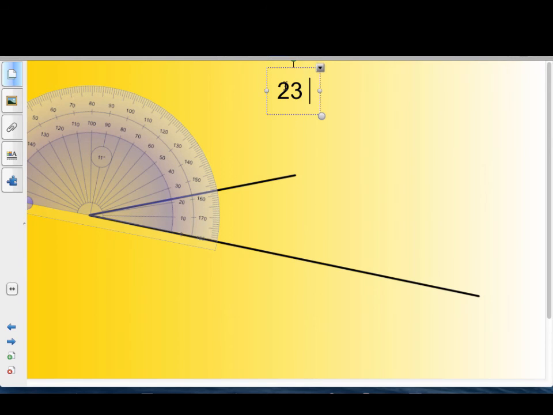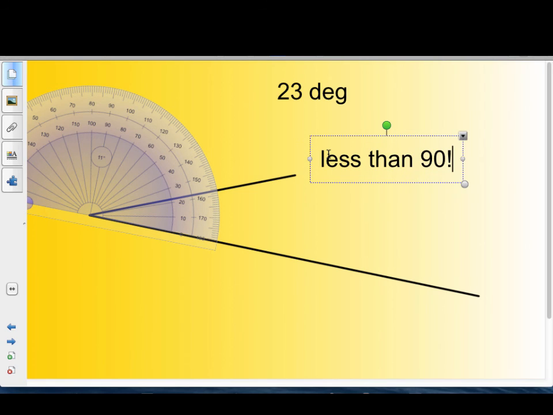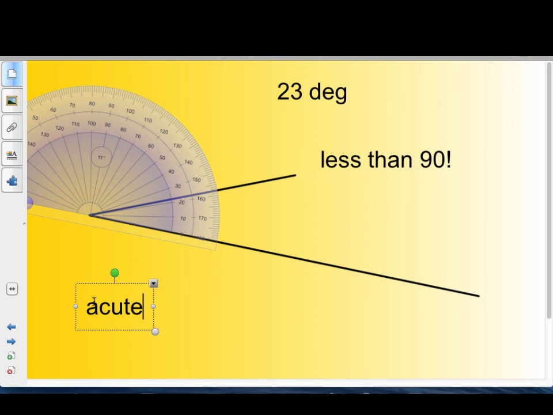That is 23 degrees, which makes it less than 90, isn't it? Less than 90, which makes it what? A very cute, or should we say acute angle. It's an acute angle. A tiny little sharp one. Okay, guys, I think that's been pretty useful for you. Please do go ahead with the activity now.